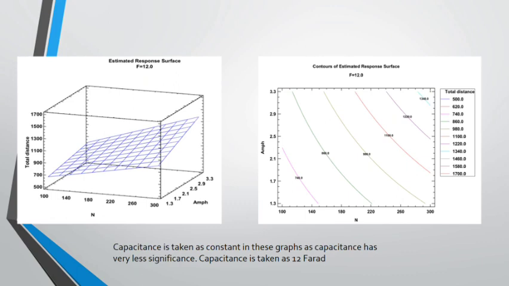Now let's see some 3D analysis of our model. On the left hand side we have the 3D graph, and on the right hand side we have the contour charts. Here we have taken capacitance as constant, as capacitance has very little significance. From the 3D graph we can infer that as we increase the AMPH of the battery and the speed of the electric motor, we get more distance traveled by the e-rickshaw.